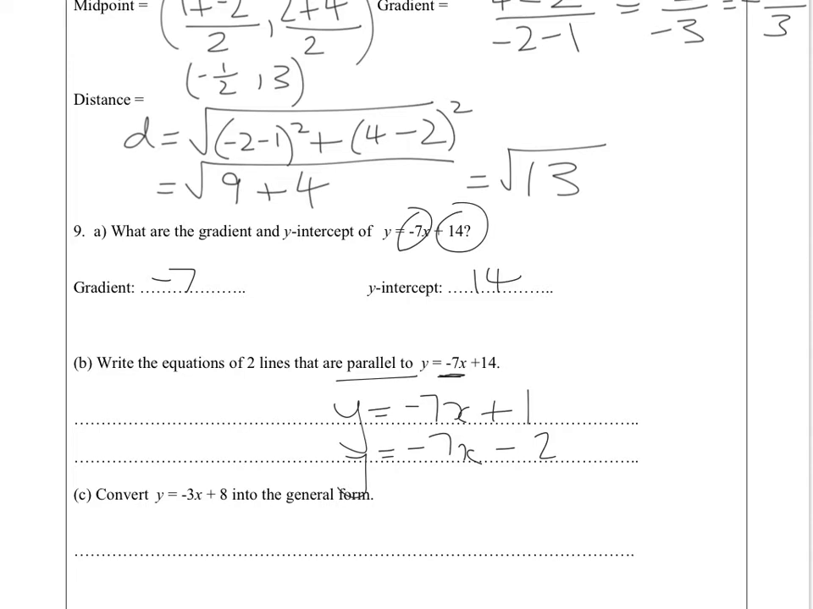Okay, convert to general form. So we look at the x. It is negative, so it needs to go to make it positive. So we're going to get positive 3x. The y is already there, so it's positive y. And the 8 needs to go over 2. And it all must equal 0.